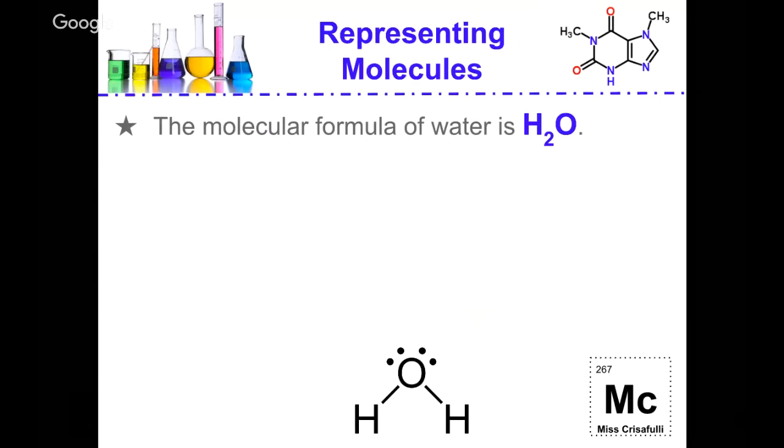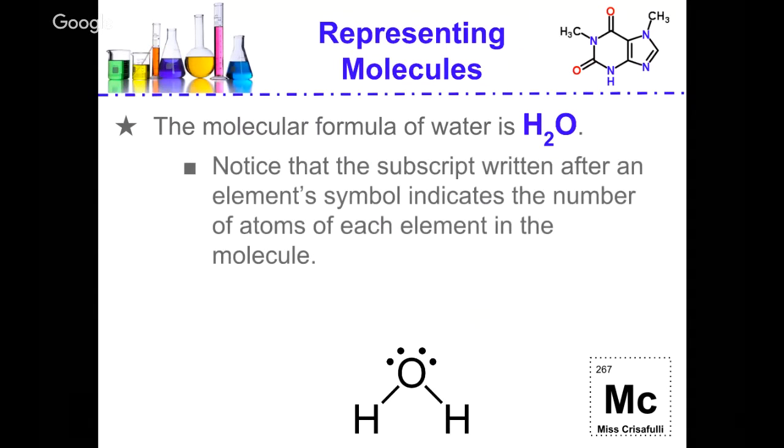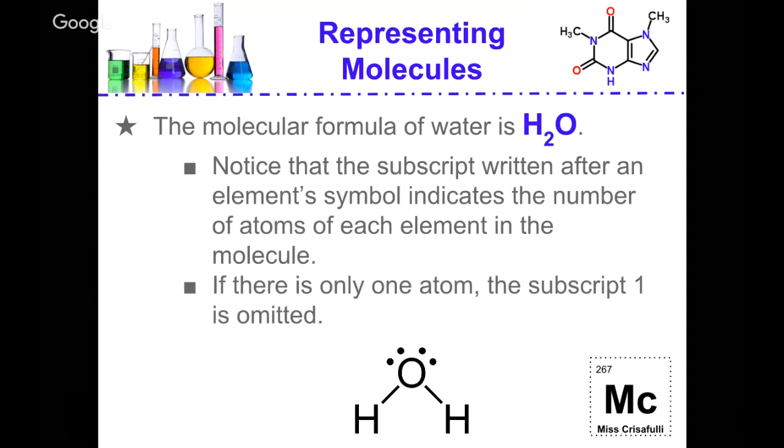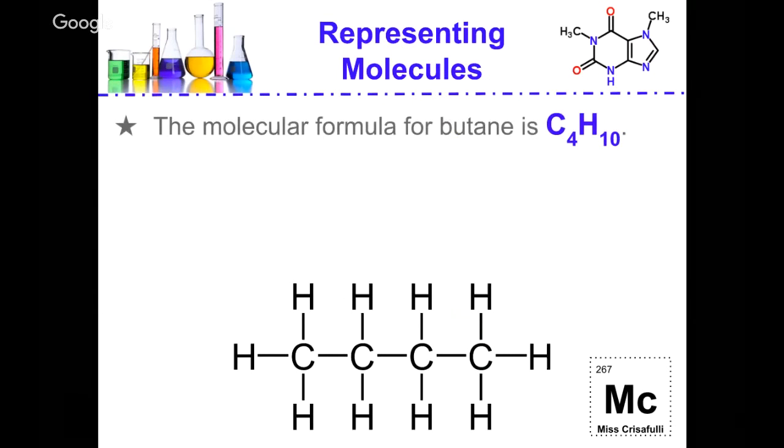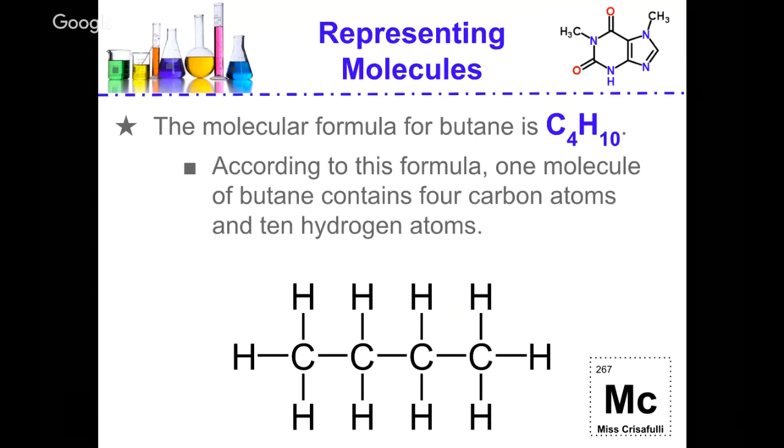The formula of water is H2O, like we know. Notice that the subscript written after an element symbol indicates the number of atoms of each element in the molecule. And if there is only one atom, the subscript of 1 is omitted. Below is what the Lewis dot diagram for the molecule of water looks like. The molecular formula for butane, which is commonly used in lighters, is C4H10. According to this formula, 1 molecule of butane contains 4 carbon atoms and 10 hydrogen atoms, and the Lewis structure for that is shown below.